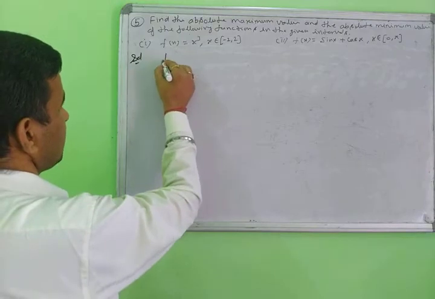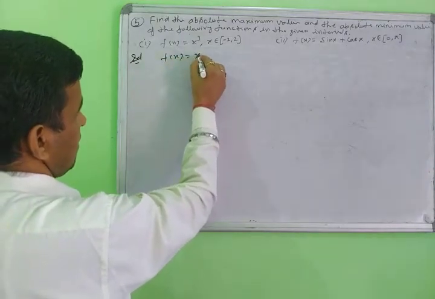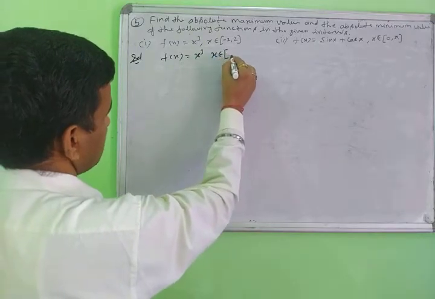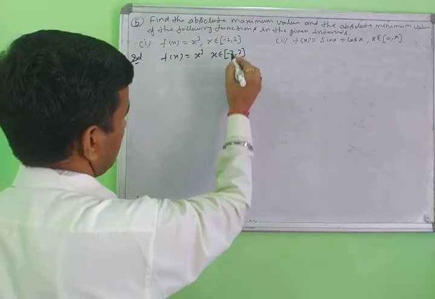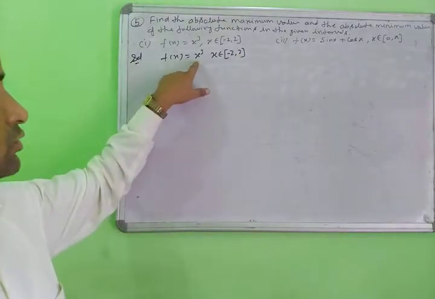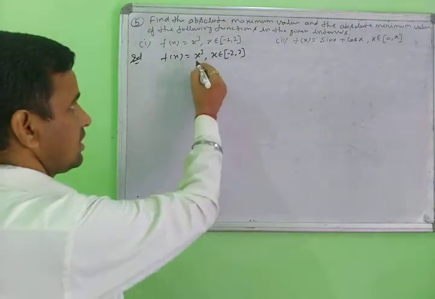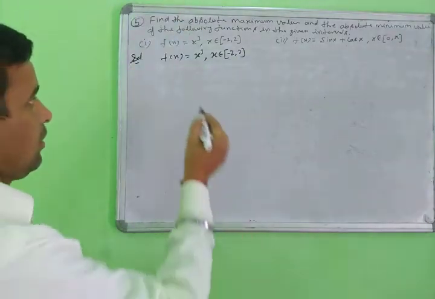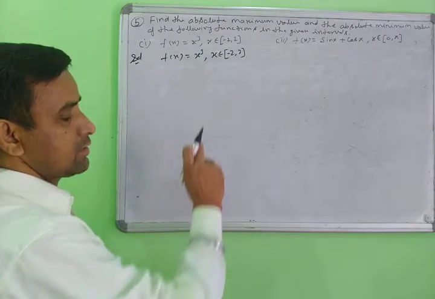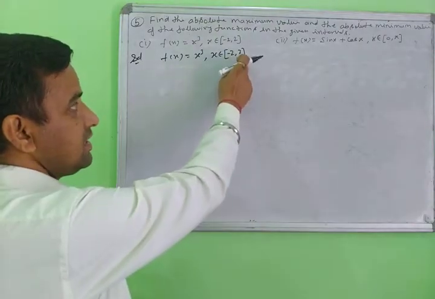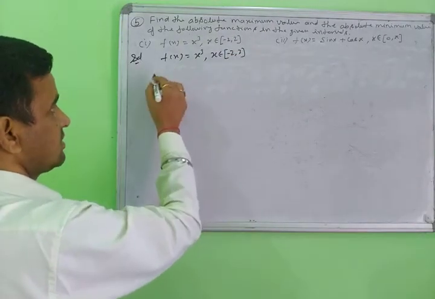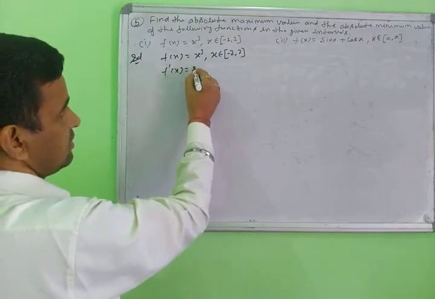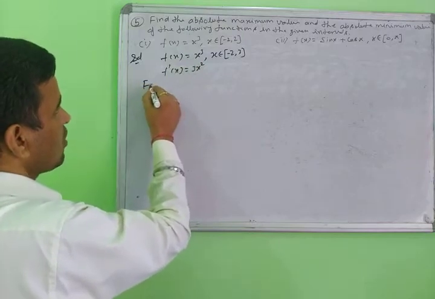First, taking the first function, x cube, and x belongs to the closed interval minus 2 to plus 2. The function here is x cube, and x belongs to the closed interval minus 2 to plus 2. So now these two are in the closed interval, so I will take these two points as critical points. Now differentiate: f dash x, what will be here? 3x square.